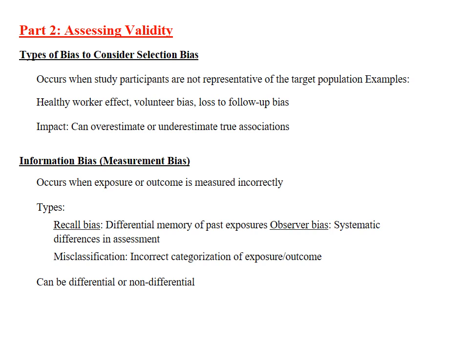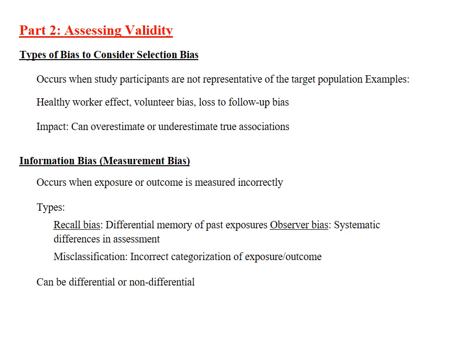The second part is assessing validity. Types of bias to consider. Selection bias occurs when study participants are not representative of the target population. For example, if you collect the data, but your population is not truly representative of your target. Examples are healthy worker effect, volunteer bias, loss to follow-up bias. What will be the impact of this bias? It can overestimate or underestimate true associations.